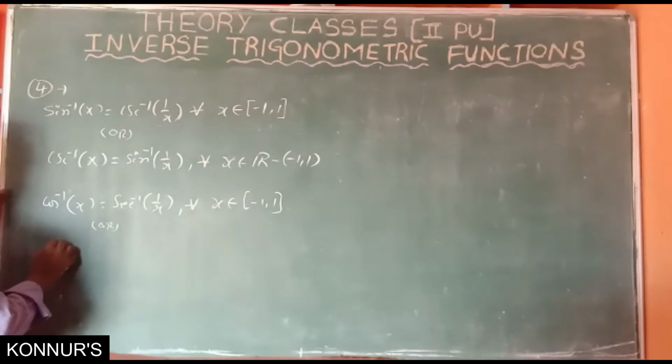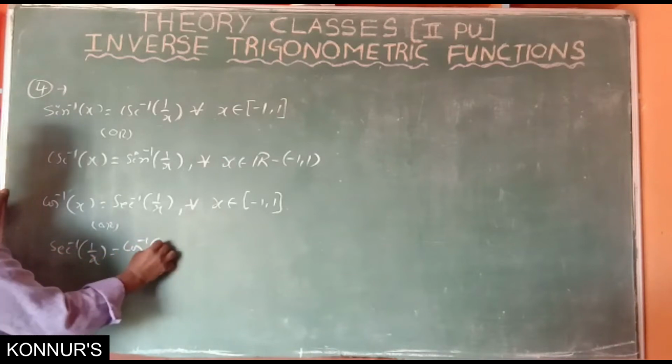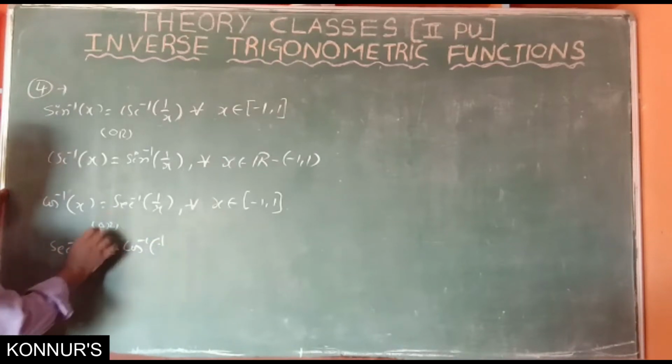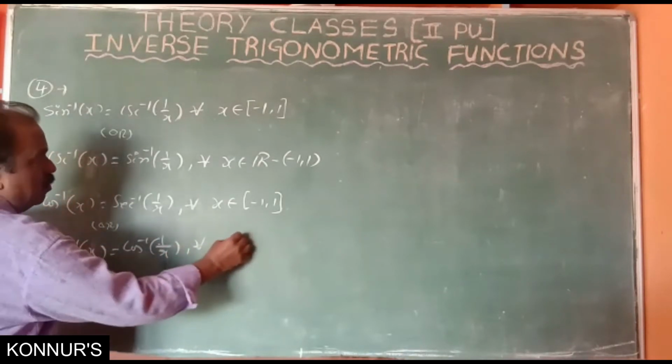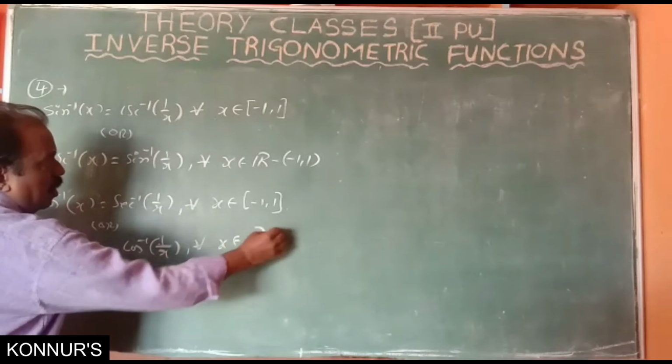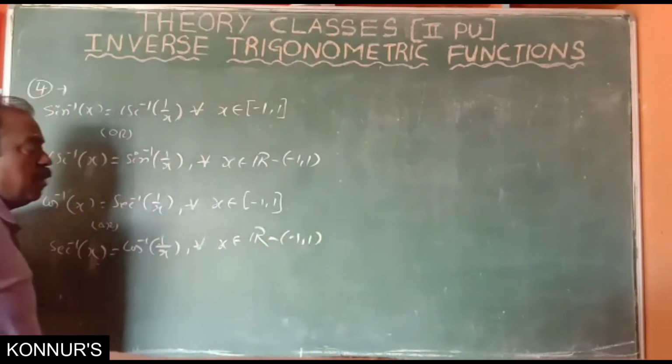Or it is a secant inverse of 1 by x, is a cos inverse of secant inverse of x. This is 1 by x. Here x belongs to R minus the open interval (minus 1, 1).